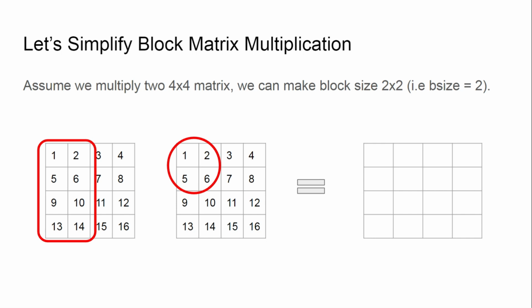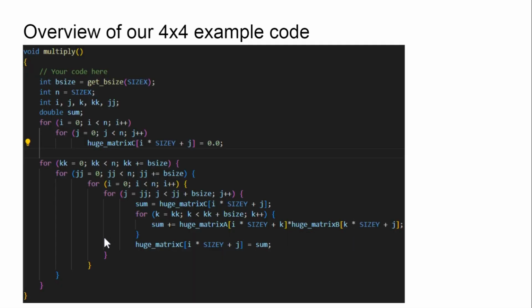For the explanation, we will simplify the block matrix multiplication to a 4 times 4 matrix, and because it's 4 times 4, the B size has to be equal to 2. This is the overview of our 4 times 4 example code. I will slowly explain the code from the innermost loop to the outer loop one by one.